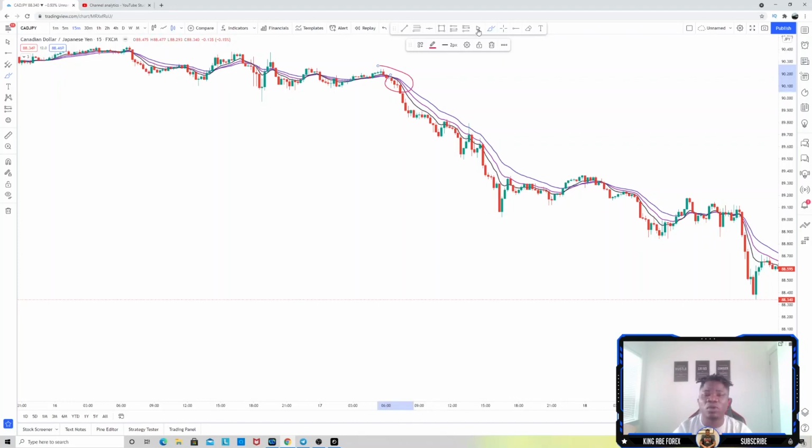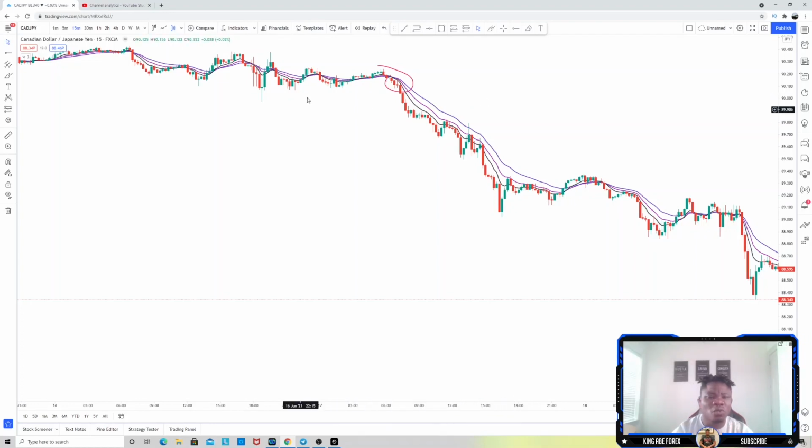Now, what we're waiting for is a pullback, because once we see the cross, that doesn't mean we're going to get in the trade immediately. We need to see a pullback before we actually get into the trade. We need to see a pullback to the 8 EMA or the 13 EMA. Once we see that pullback, I'm going to put this in replay mode, and you will see when you're going to get in the trade.